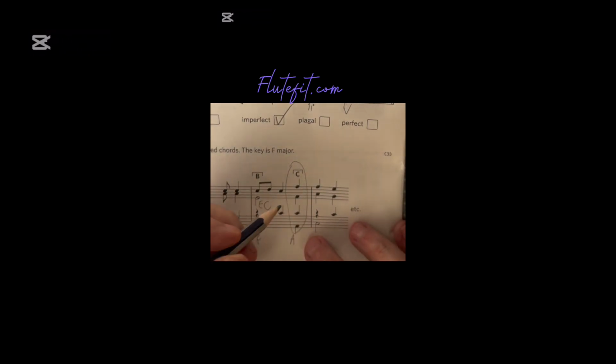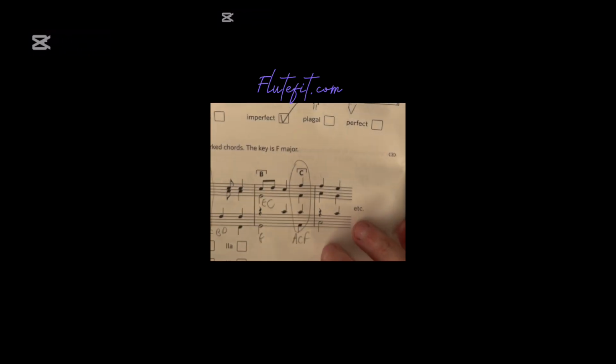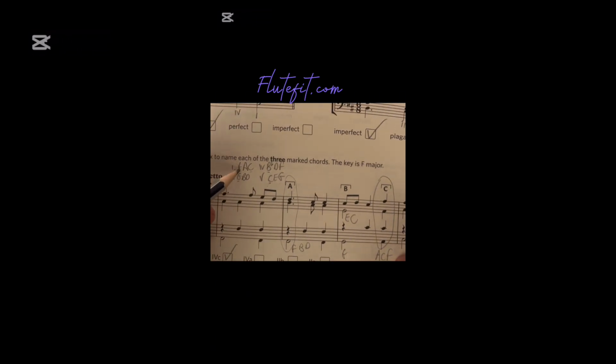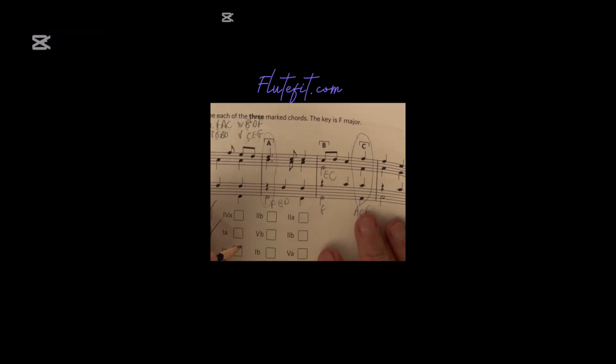We have an A in the bass, we have a C above it, and we have F. So we have A, C, and F, which is basically F, A, C. And again, our A is the one in the bass, so F is root position, A is first inversion, so it is a first inversion of the first one, so it is 1B.